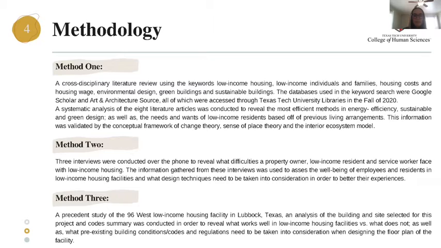Lastly, I conducted a precedent study of the 96 West low-income housing facility located in Lubbock, a building and site analysis for the building and site selected for this facility, and a code summary. The purpose of the precedent study was to determine what works well and what doesn't work at all in low-income housing. And then the building and site analysis, as well as the code summary, was conducted to determine the pre-existing building conditions and codes that need to be taken into consideration when developing the design of a low-income housing facility.